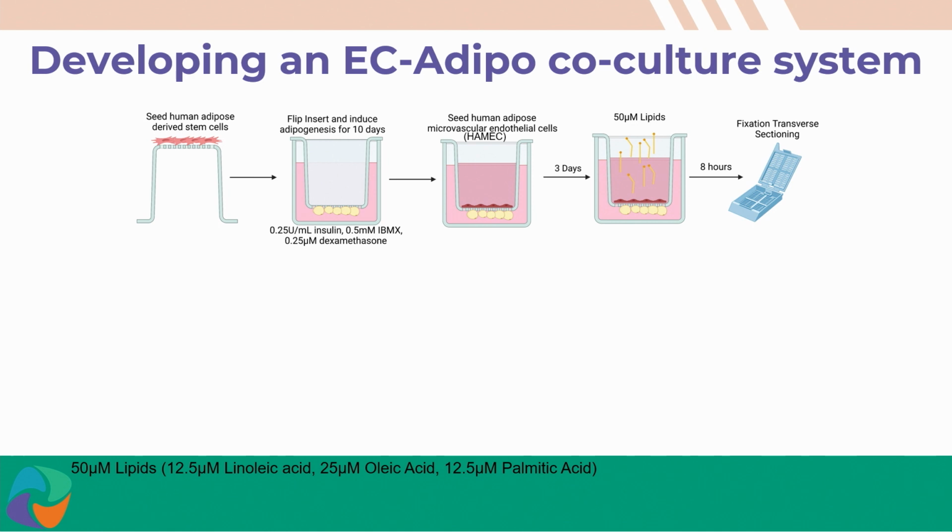So to really understand and recapitulate this model, I developed an in vitro co-culture system to study this mechanistically. I took a transwell, which is basically like a little cup insert with some holes in the bottom. I seeded these human-derived adipose stem cells, differentiated them into mature adipocytes, flipped it over, and seeded human adipose microvascular endothelial cells on the inside. And then I'm able to treat with lipids or section this membrane to really ask some key questions.